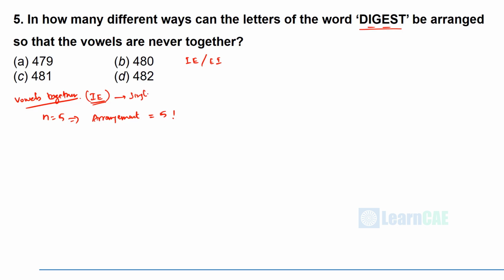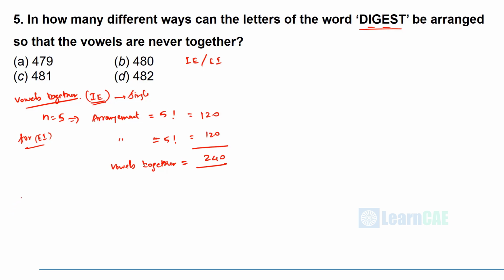This is a single entity. Therefore, the net arrangement is n is equal to 5 and the number of ways is 5 factorial. This is equal to 120. This is for IE. For EI, then the arrangement is equal to another 5 factorial. This is 120. Therefore, the total is 240. So vowels together can be formed in 240 ways.